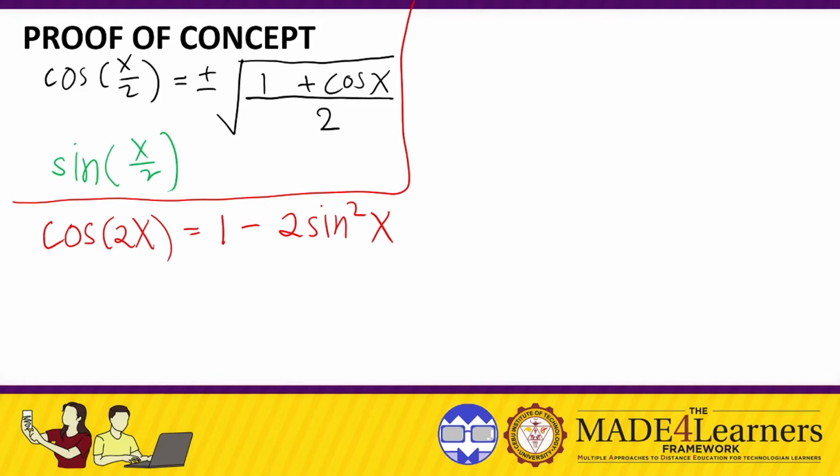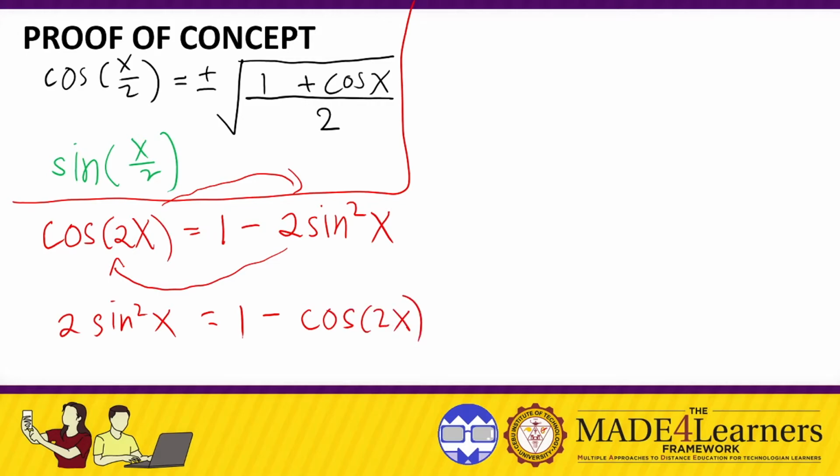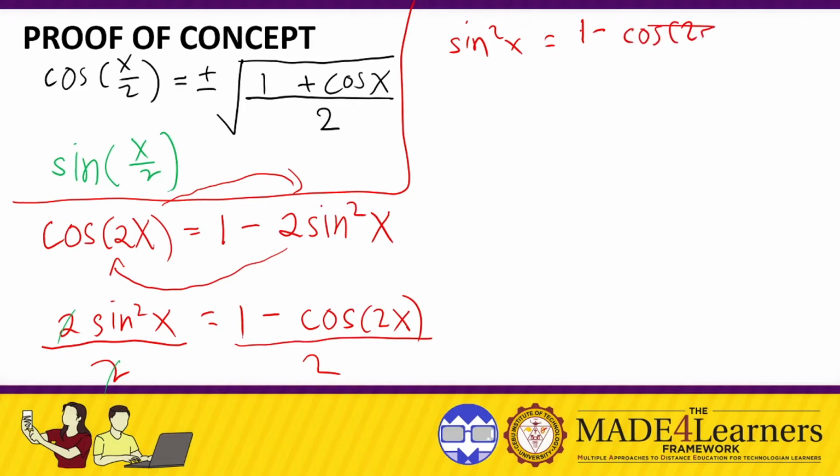Using the property of equality, we will have 2 sine squared x equals 1 minus cos 2x. And if we divide by 2 on both sides, we'll have sine squared x equals 1 minus cos 2x, over 2.